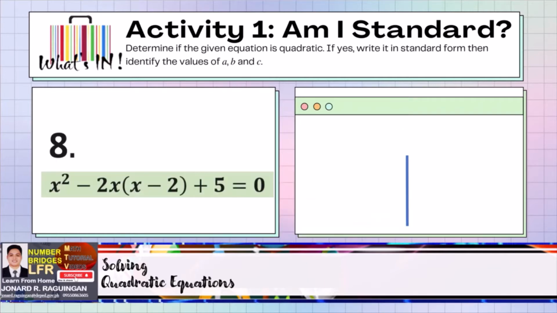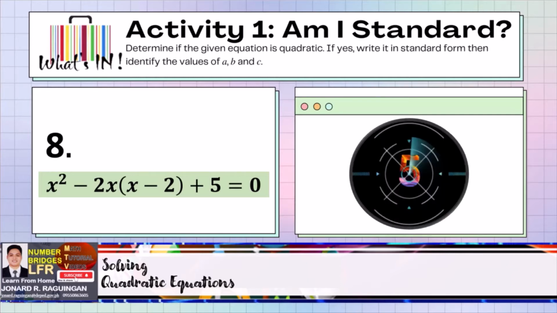For number 8, we have x squared minus 2x times x minus 2 plus 5 is equal to 0. You have 5 seconds to answer that. Your time starts now.